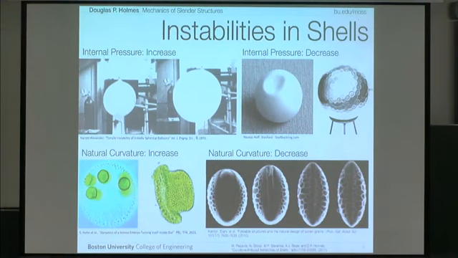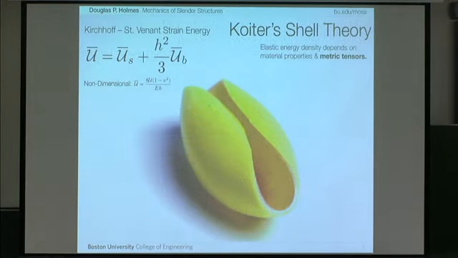So to talk about shells and instability, we have to kind of formalize what I mean when I talk about using a shell. These are the same equations that were discussed yesterday by Shreyas in his nice talk about the mechanics of the foot. So this is the Kirchhoff-Saint-Venant strain energy, where you have decoupled the strain energy into a stretching and a bending term. I'm going to write these equations a little bit differently than what you saw yesterday, in terms of the material properties and their metric tensors.